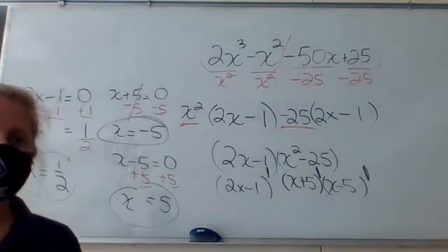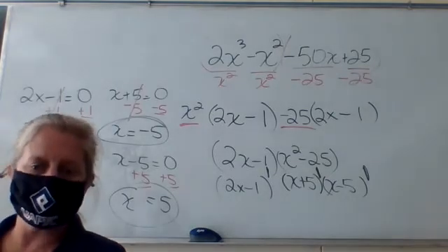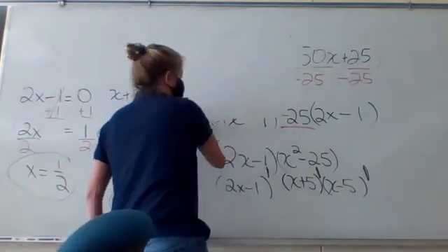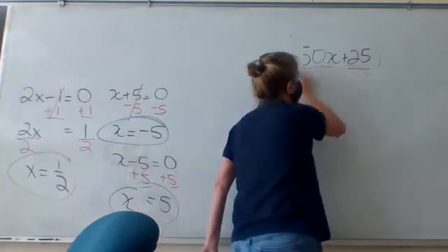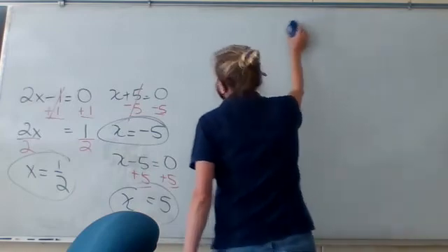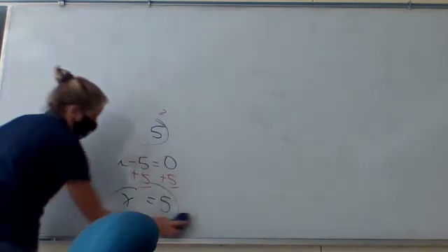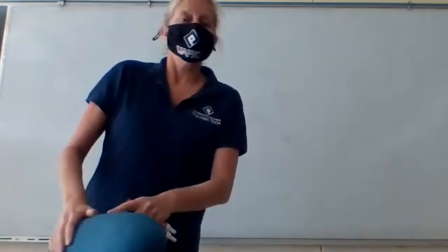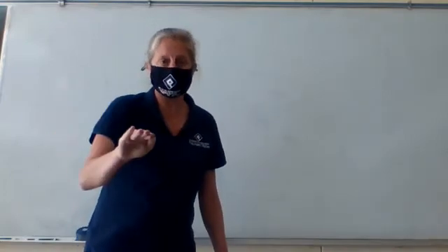Okay, for the last two problems, let's talk about the multiplicity rules. What does the multiplicity tell you? Sometimes there's an even multiplicity, sometimes there's an odd multiplicity. What that tells you is what is happening at the x-intercept. Because you are at an x-intercept, whether you pass through the x-axis or sometimes you just come to the x-axis, you touch it, and then you go back the other way.